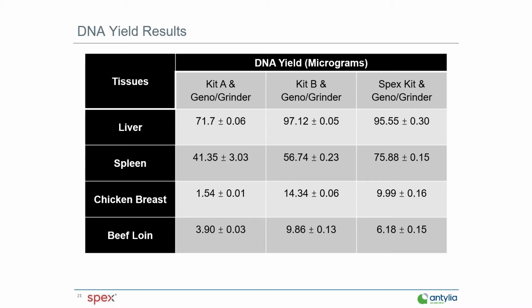We did a little comparison of our DNA kit against some of our competitors, and we used our automated method with our GenoGrinder. We had some liver, some spleen, some chicken, and some beef loin. And you can see that our SPEX GenoGrinders, along with our SPEX DNAmax kit, performed extremely well across the board. We were very comparable with the top selling kits, and in fact very favorable against some of the kits. So we had very good recovery across all the different types of tissue.